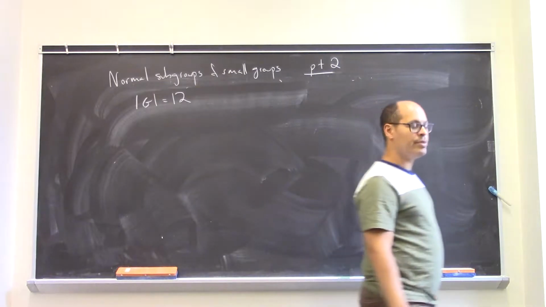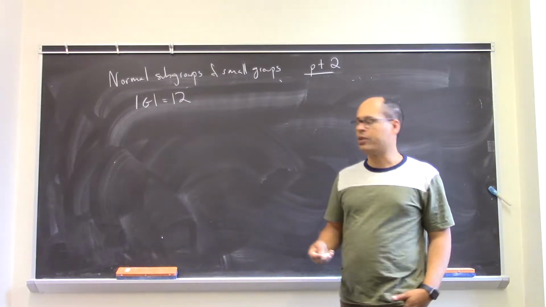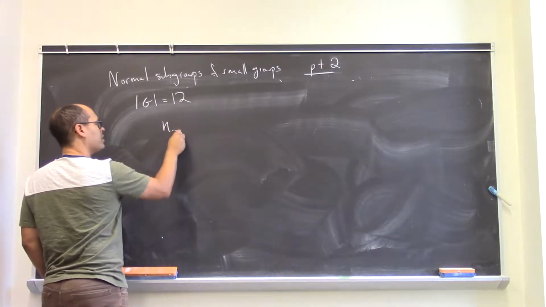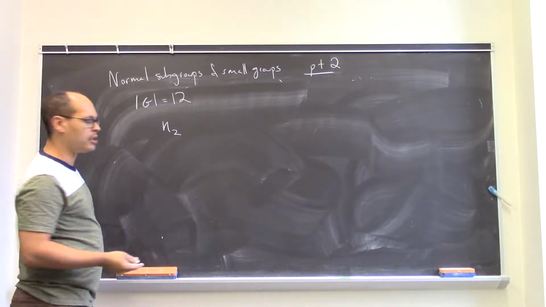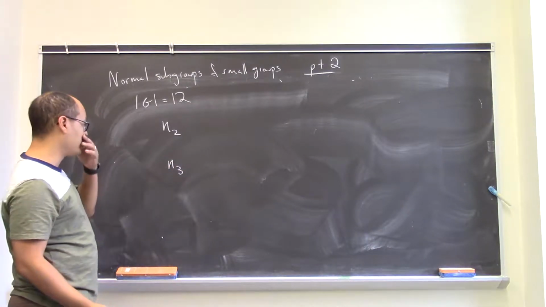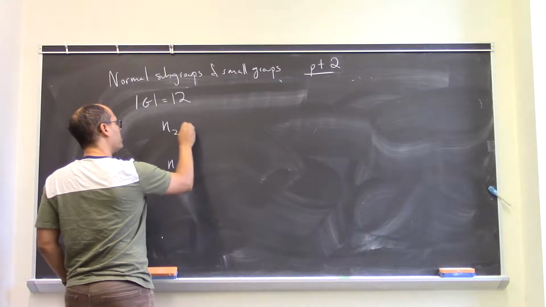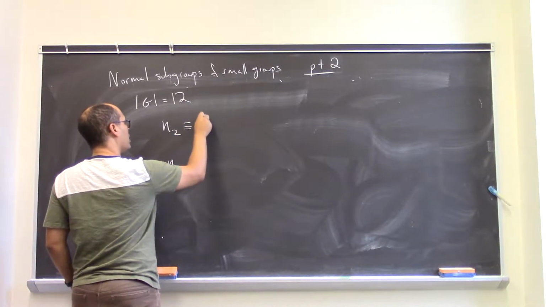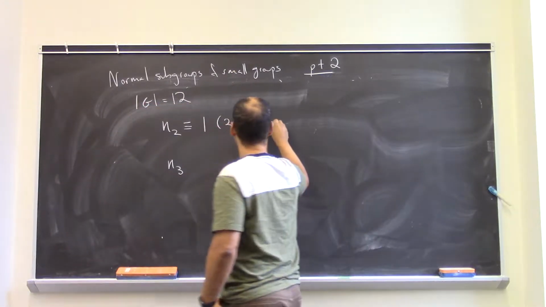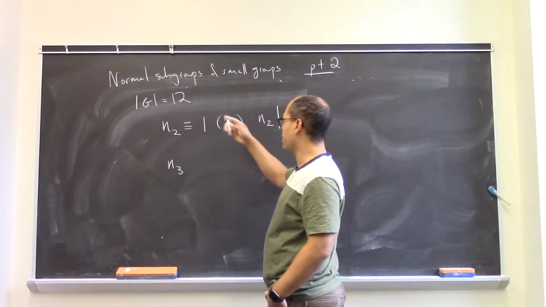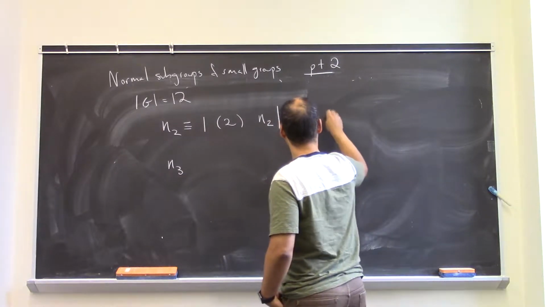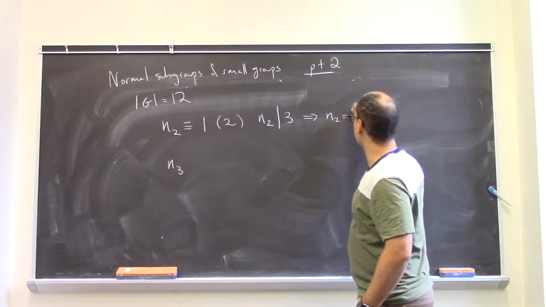Okay, let's see what we can do if we're looking at a group of order 12. So we can look at the 2 Sylow subgroups, which are the order 4 subgroups, and the 3 Sylow subgroups, which are order 3 subgroups. The number of 2 Sylow subgroups is going to be congruent to 1 mod 2, and it has to divide the index, which is 3. So that tells us that the number of 2 Sylow subgroups is going to be 1 or 3.